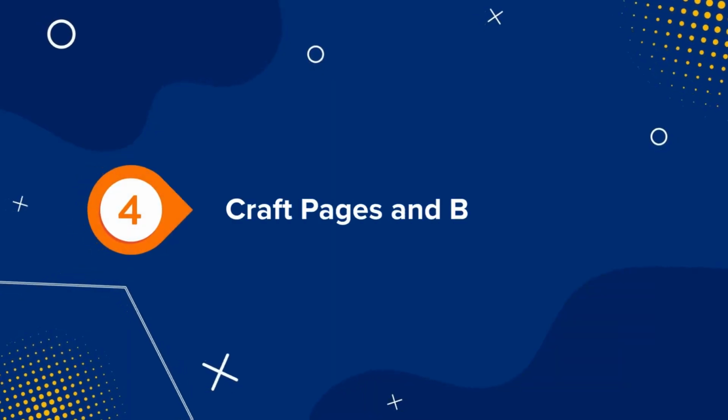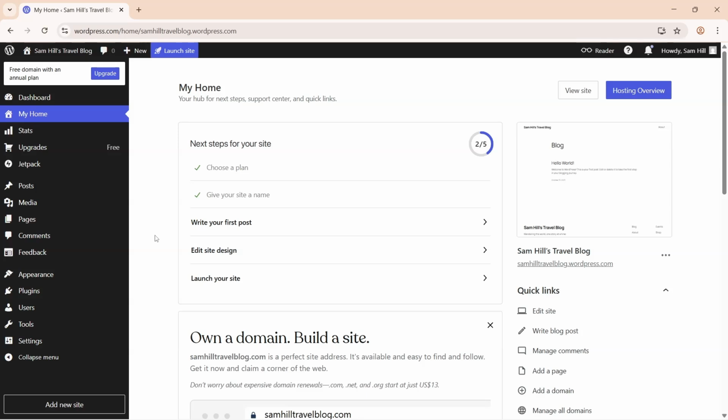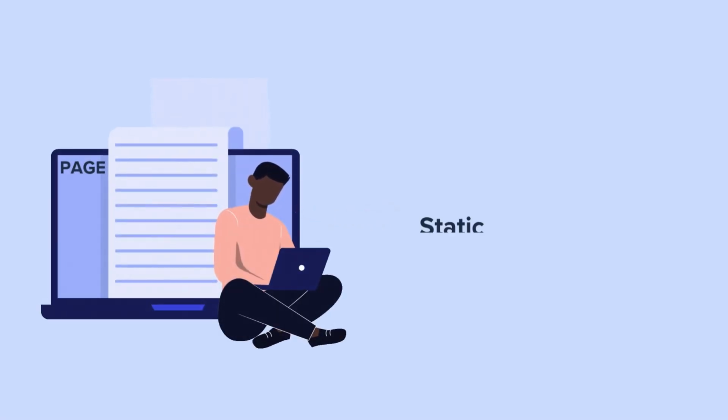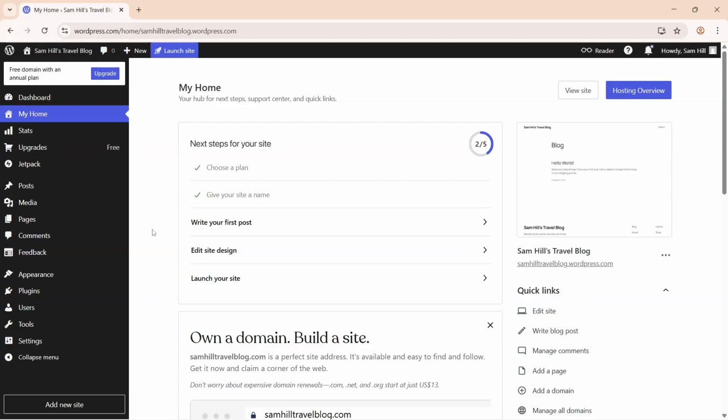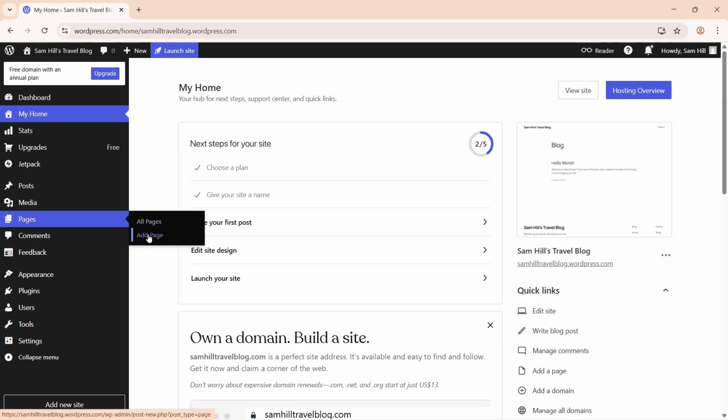Step 4. Craft your pages and blog posts. Following that, you can start writing your website content. Let's begin with creating your website pages. Pages are static website content such as the home page, contact, about us, etc. Just go to pages and then add page.